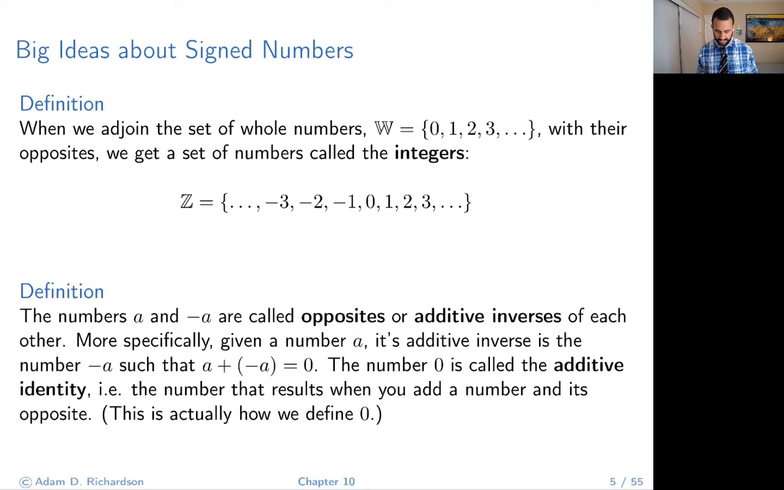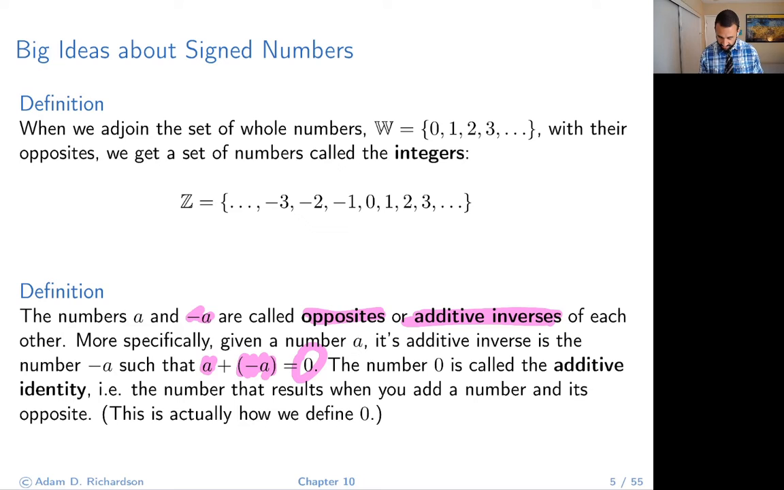Okay, so some definitions. You don't necessarily have to memorize these. At some point, you'll be using them often in later courses. But the numbers A and negative A are called opposites, or we call them additive inverses of each other. The reason they're called additive inverses is because if you take A and you add its inverse, it gives you zero, right? So that's a special property of numbers. If I give you any number at all, the opposite of that number is the number where if I add the two together, I get nothing, right? So that's why they're called additive inverses.